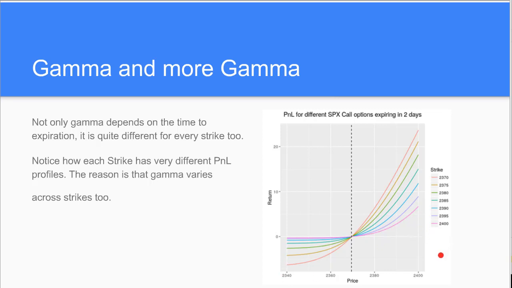So this is kind of giving us an idea. Okay, wait a second. Gamma is something very interesting. It depends on time to expiration, and also it changes with moneyness. It changes with the options we pick. So this is kind of mind blowing. So we want to maximize gamma, but gamma is changing on us all the time.